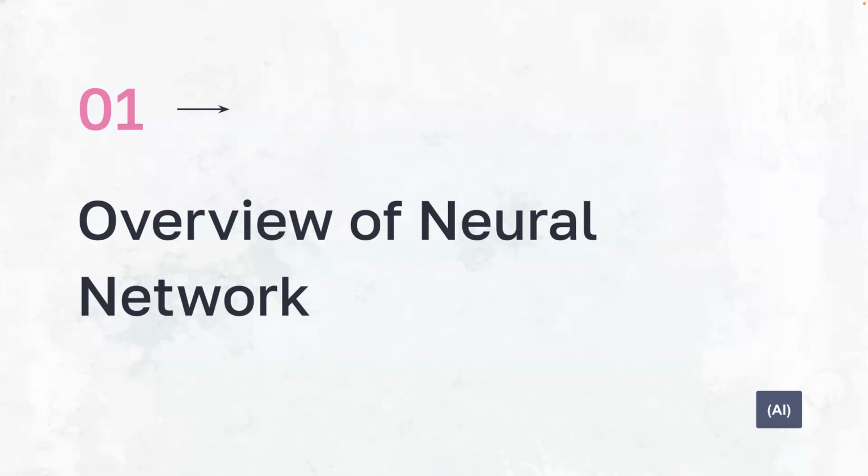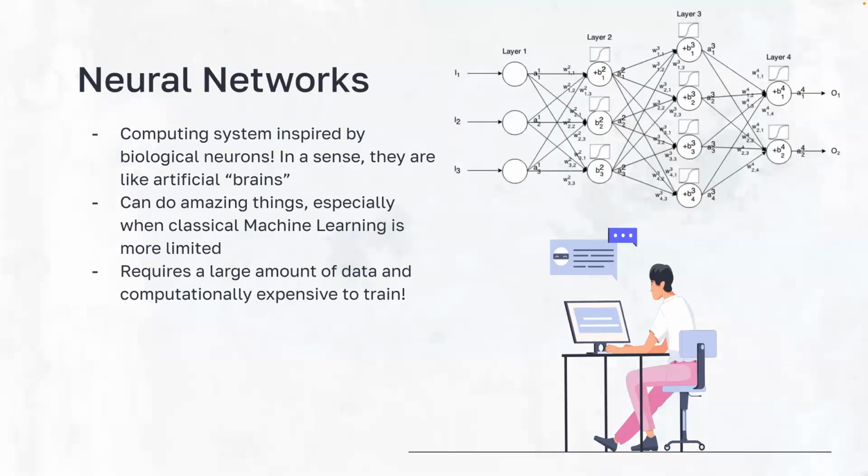Yeah, that's actually a great definition. It's basically a computing system inspired by biological neurons. In a sense, you can think of them as artificial brains. They can do really amazing things. One use case where you would want deep learning over classical machine learning is when your inputs are very complicated. For example, you might have heard of deep fakes, or if you want to handle videos or audio files as input, you typically would go for deep learning rather than classical machine learning.